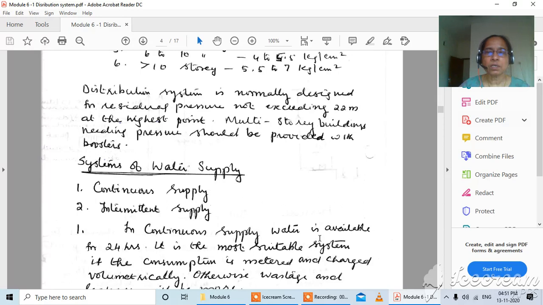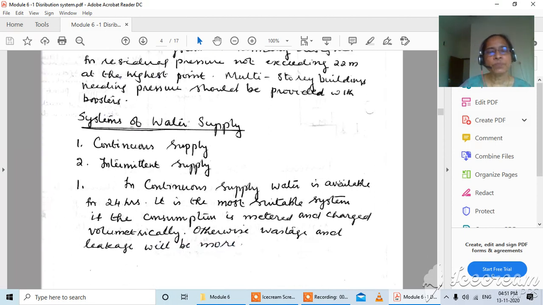These are the standards to be maintained, and the different type of supply. Is it? So we have discussed the gravity system, then gravity and pumping, and the third is pumping system, and the pressure to be maintained in each distribution system. Okay, that is what we were discussing. Now coming to the system of water supply.